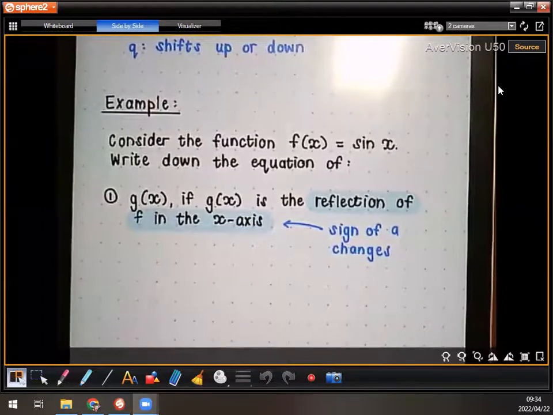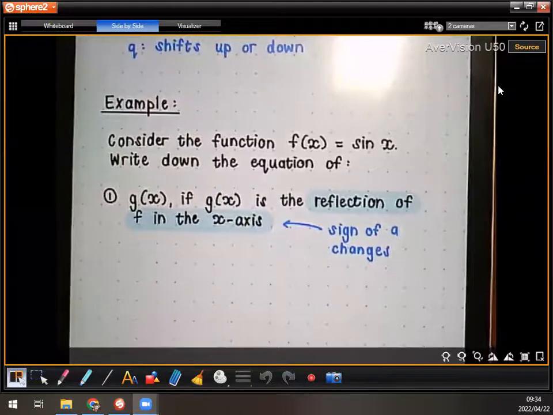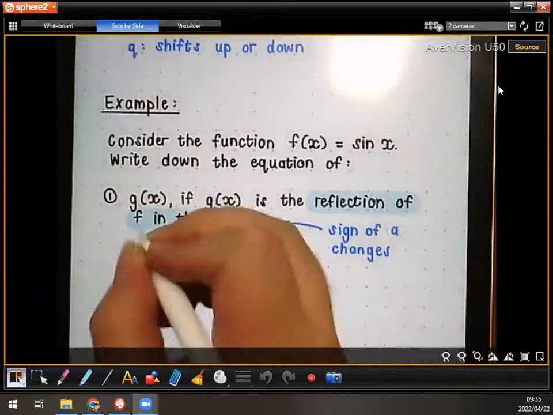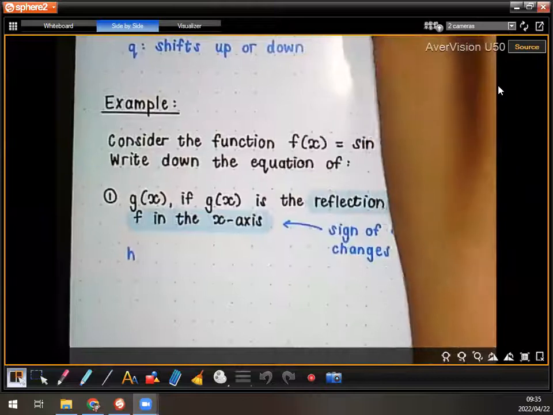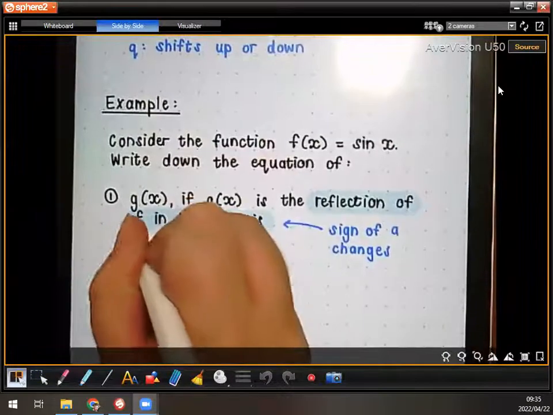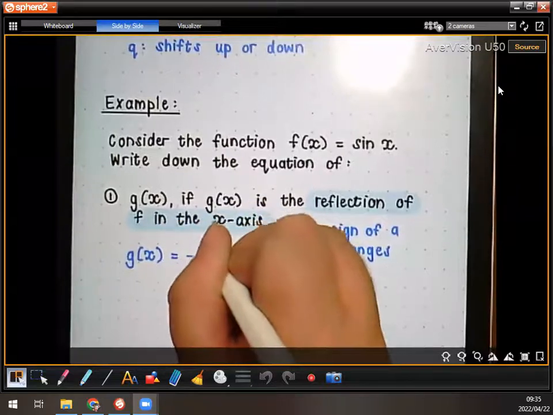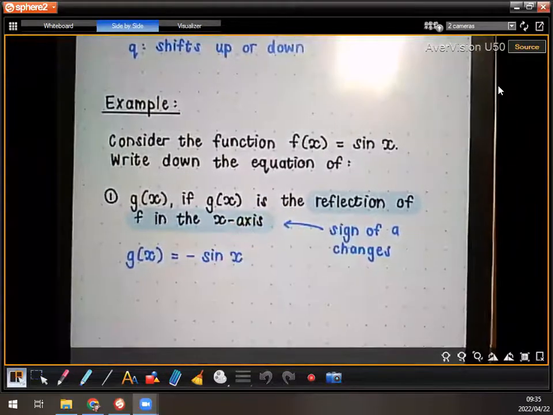If you have sin x, and you now take that graph and you flip it, you reflect it in the x-axis, that changes the direction. So instead of going up first, the reflection is going to go down first. That's what happens. And we know that when we actually change the direction, we change the sign of a. So that means that h of x, sorry, not h, g of x is going to have an equation of negative sin x.